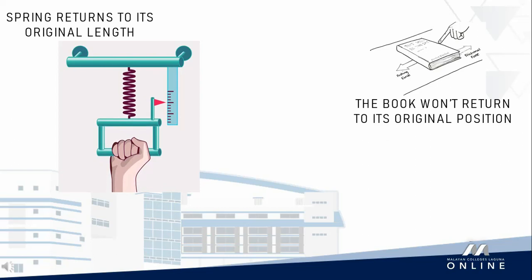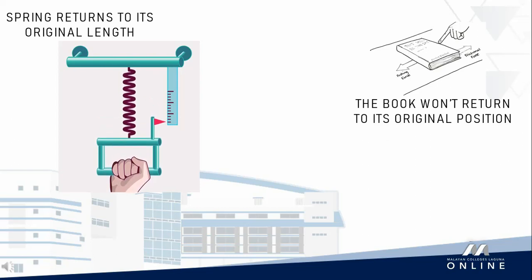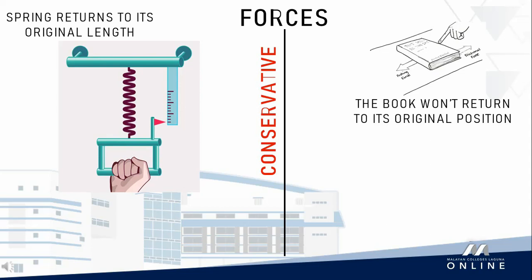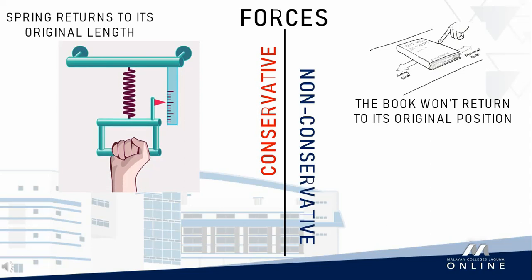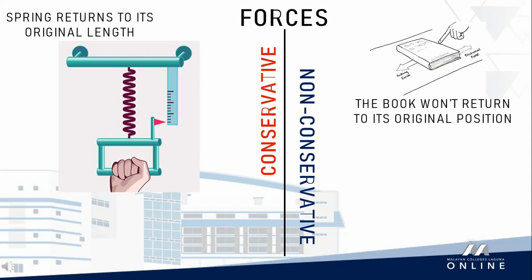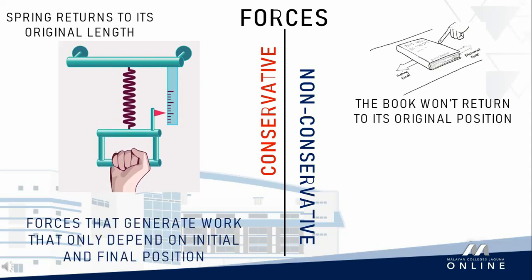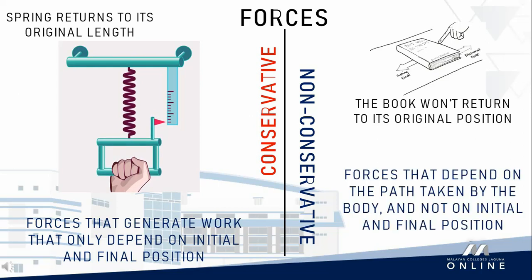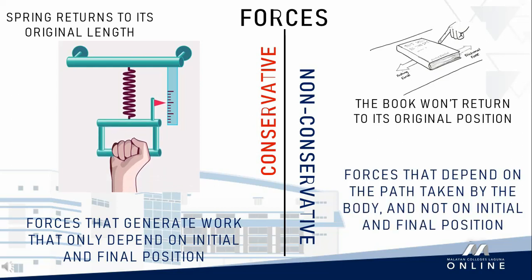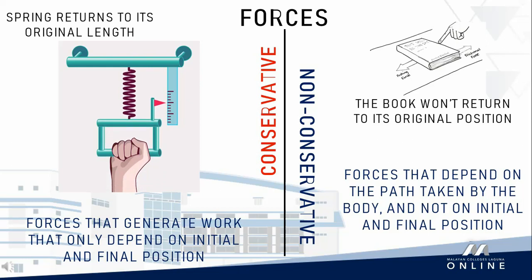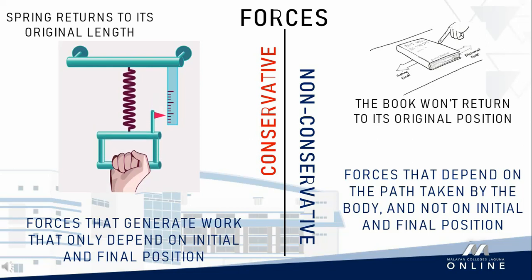The spring force that acts on the first setup represents what we call a conservative force, and on the other hand, the second setup, where the book is pushed on top of a table, shows friction force, which is considered to be a non-conservative force. When we talk about conservative force, we are talking about forces that generate work that only depends on the initial and final position of the body. This means that, regardless of which path of force is applied, the body will move from point A to point B, as long as its final position is point B.